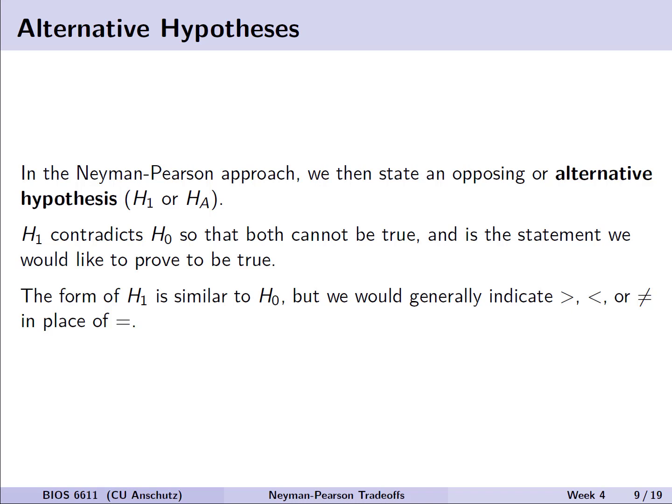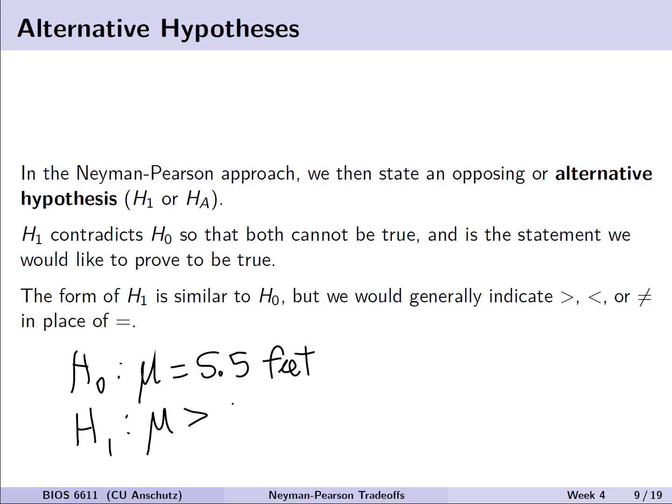The form of H1 is similar to H0, but generally we would indicate it maybe with a less than or greater than or not equal to in place of an equal to sign. For example, let's assume that we take the heights of everyone in class. And so maybe we have a null hypothesis H0 that the mean height is going to be 5.5 feet. Now we might then say we actually want to prove otherwise, that we're actually a class of really tall people. And so maybe our alternative hypothesis is that mu is actually greater than 5.5 feet.